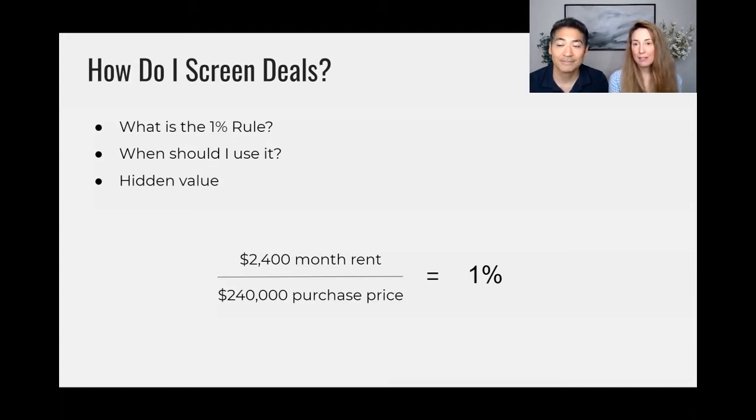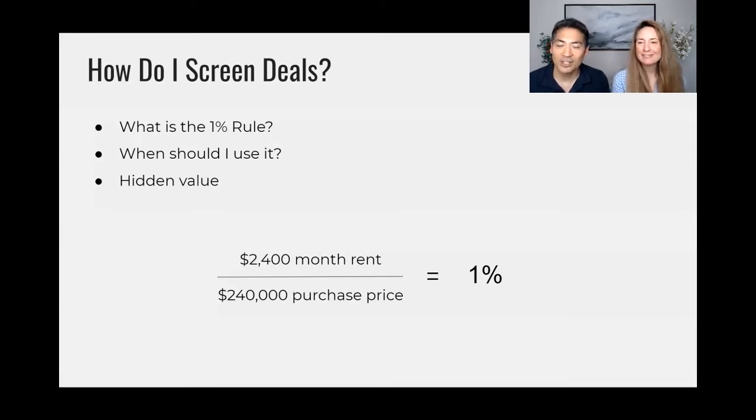To answer that, we wanted to introduce you to something called the 1% rule. The 1% rule is something that real estate investors use, kind of like a back of the envelope calculation to tell if a property is worth looking closer at. So roughly, what is it, Kenji?